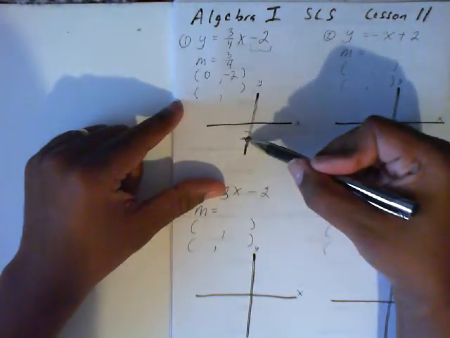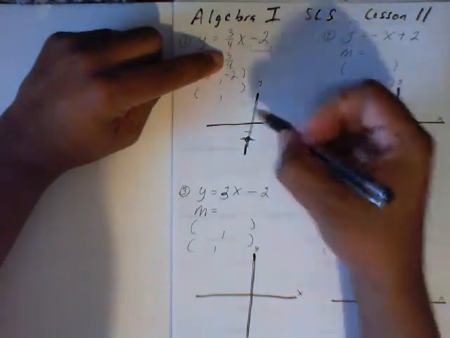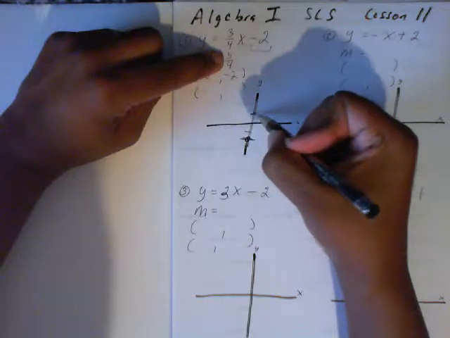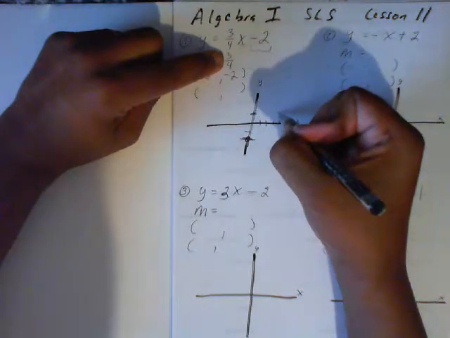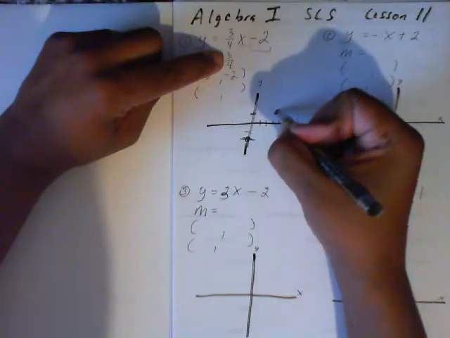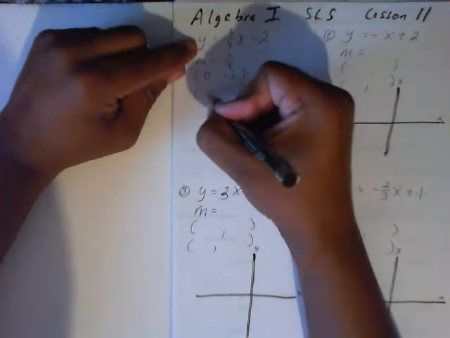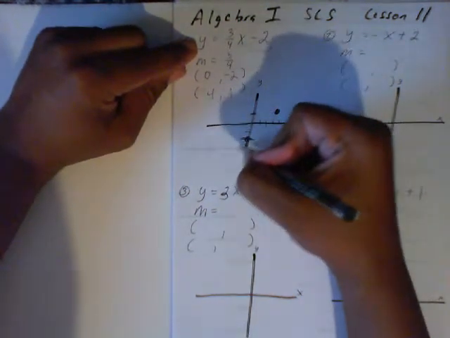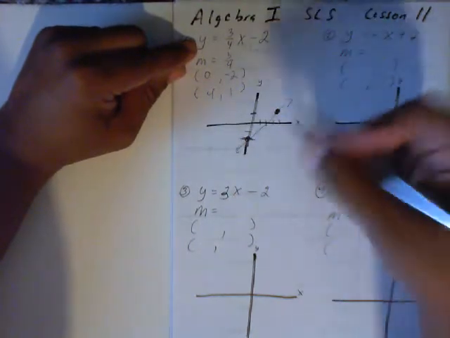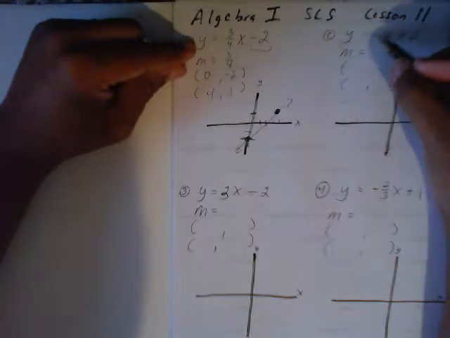Then from there, I'm going to rise 3 times. 1, 2, 3. And I'm going to run over 4 times. 1, 2, 3, 4. That takes me to this new spot right here. This new spot is at x is 4 and y is 1. Finish. That's my graph.